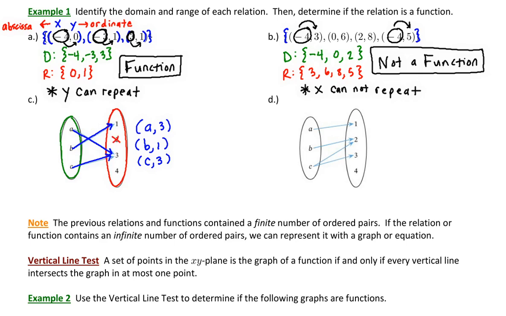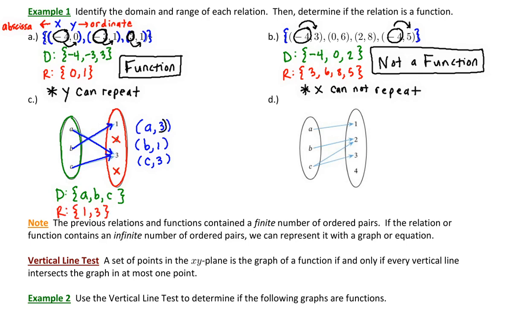2 is not going to be part of the range, and 4 is not going to be part of the range. So we could say our domain consists of elements A, B, and C, and the range has 2 possible values, 1 and 3. Now we need to determine if this is a function. Does every x value, or does every first component, have a unique second component?